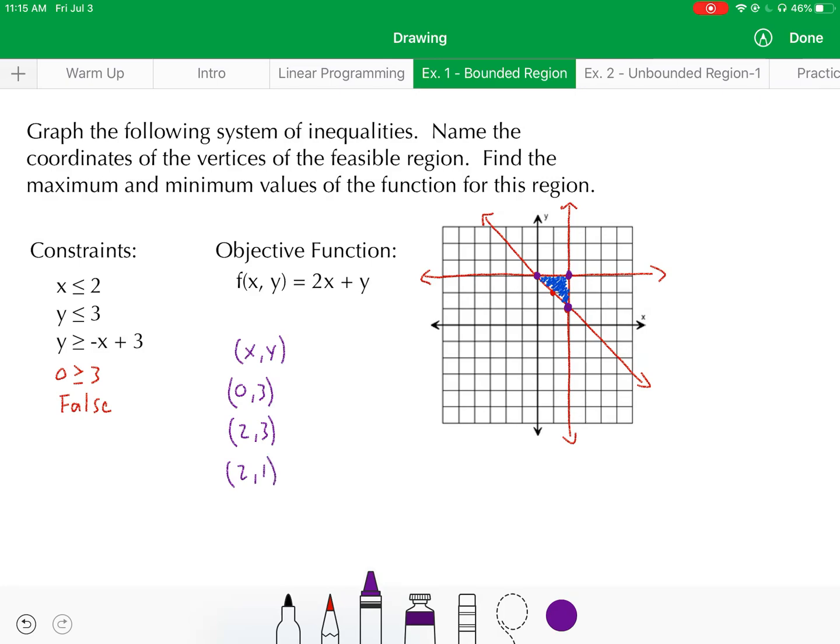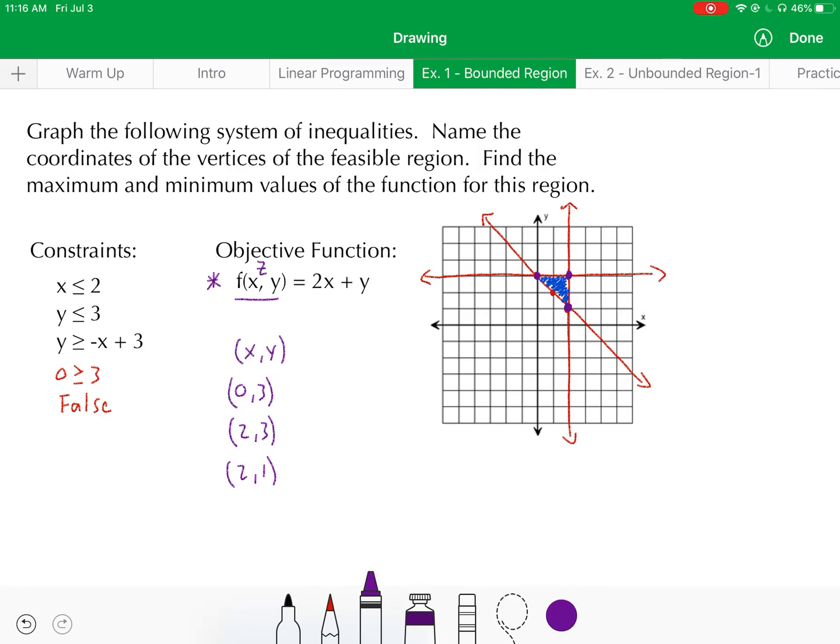Now that we have those vertices, we bring the objective function into play, which is of course listed right here. And notice the makeup of that function. We have f of x, y is equal to 2x plus y. So this is your first taste of the notation f of x, y. Understand that that's just another notation to represent z. What that tells me is that this objective function is really representing a plane in coordinate space.